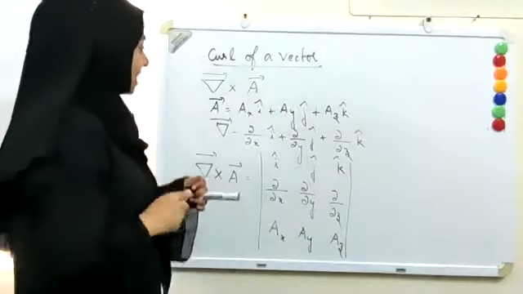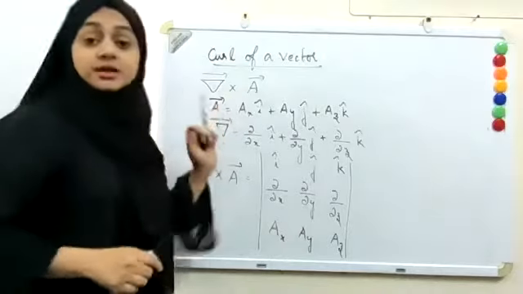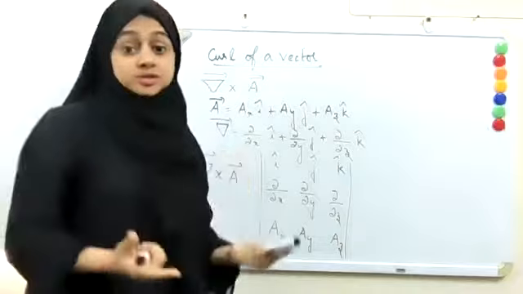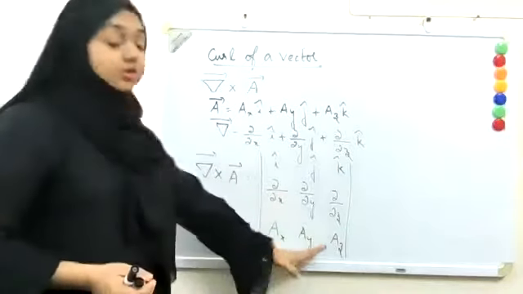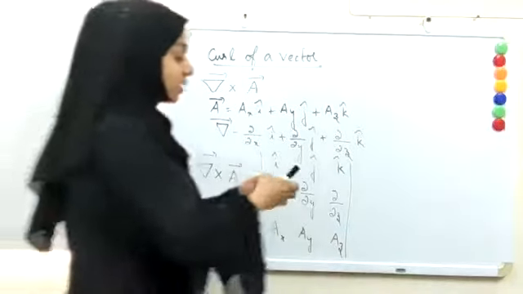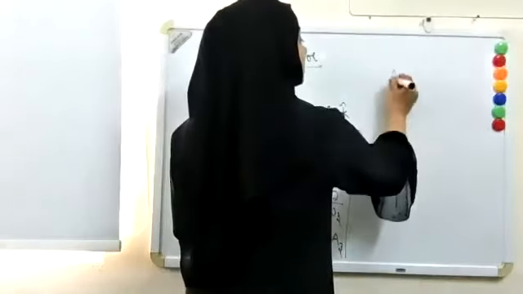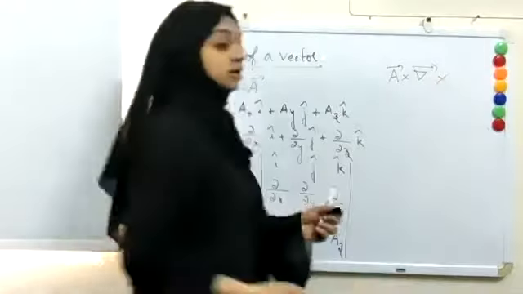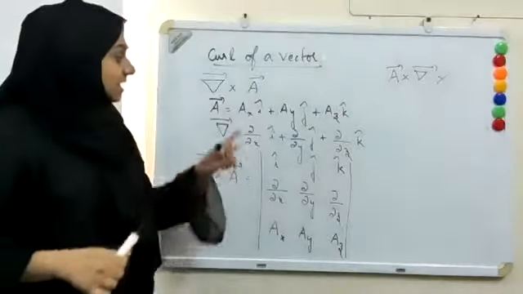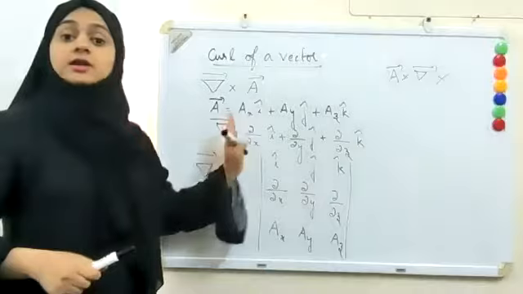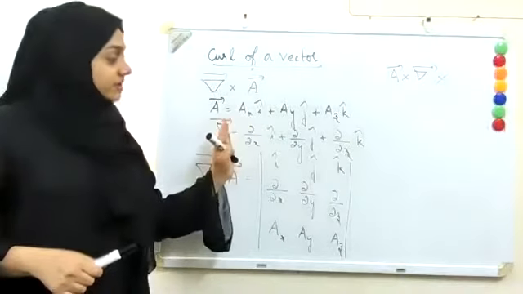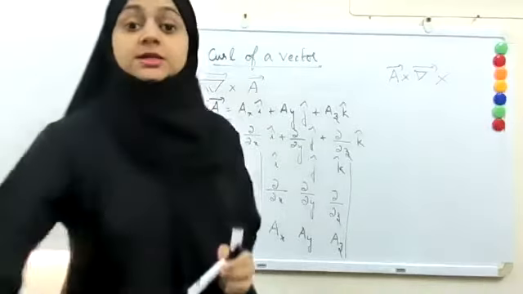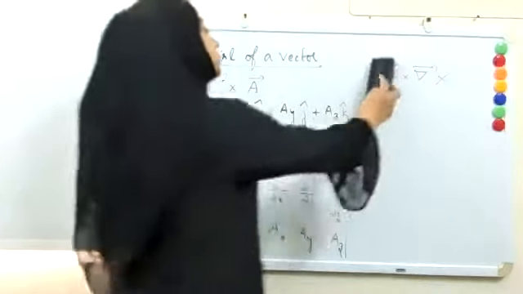Now, remember that del cross A is defined as the curl of a vector. What about A cross del? Can there be A cross del? No. A cross del, a vector A cross del, is not possible. It's not possible because del has meaning only if it acts upon a vector, only if the vector comes after del.